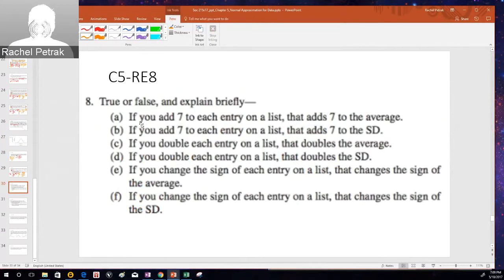True or false, and explain briefly. So this gets back to the last topic in your chapter, a change in scale. We didn't go over this in lecture because it was so brief, and I knew we would do this problem now. So let's think through these answers. If you add 7 to each entry on a list, that adds 7 to the average. This is true.